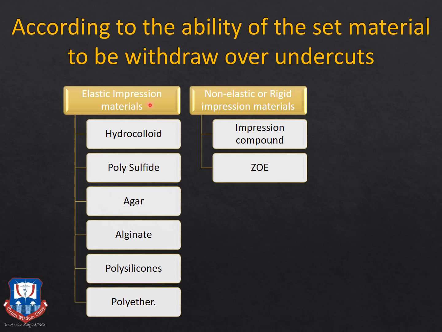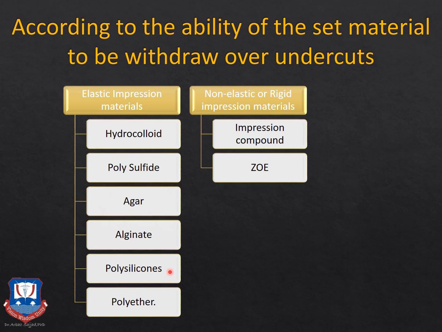In elastic impression materials, we have hydrocolloids, like I just mentioned, alginate. We have rubber-based impression material. The first rubber-based impression material used in dentistry was polysulfide, which is also known as mercaptan rubber. And after that, we have agar agar, also known as reversible hydrocolloid, which is extracted from seaweed or sea algae.